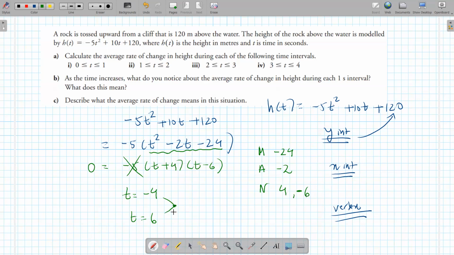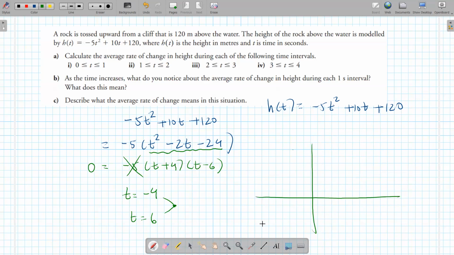How do you find the vertex using x-intercepts? Vertex is going to be in the middle, right in the middle. What you do is you first find the h value, which is the midpoint of your two x-intercepts. What's the midpoint of -4 and 6? This is the midpoint formula right here. It's 1. So that's your x value of the vertex.